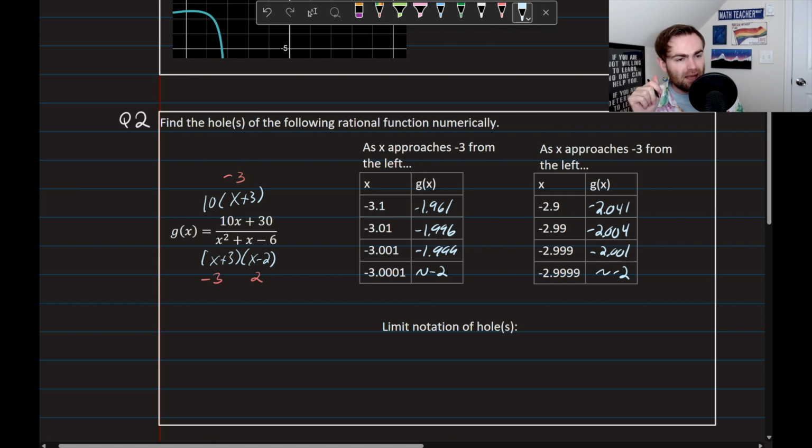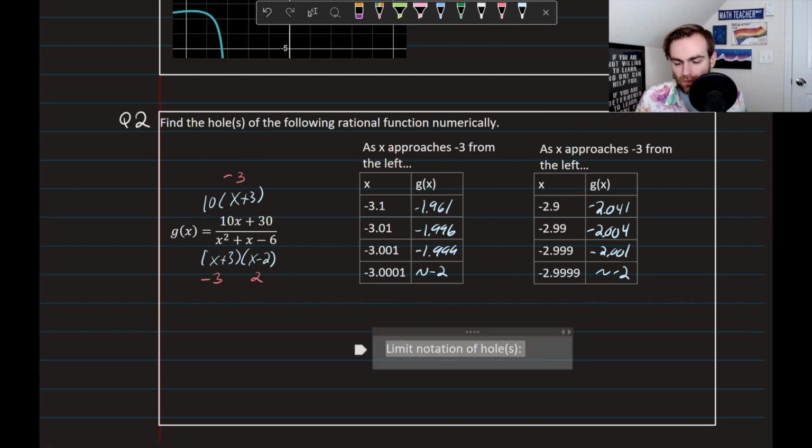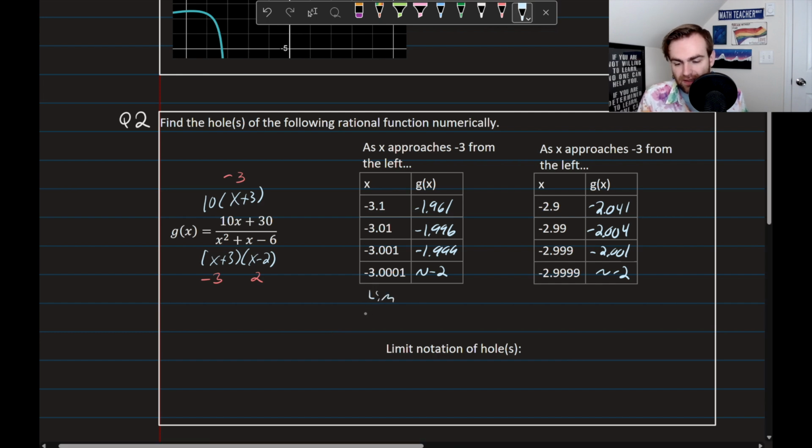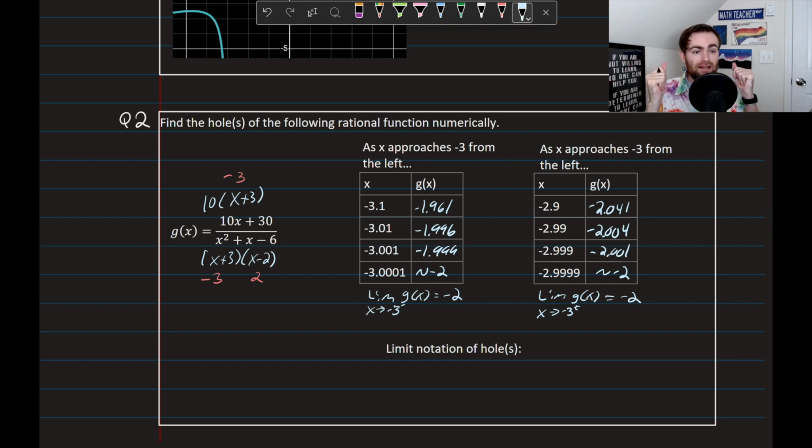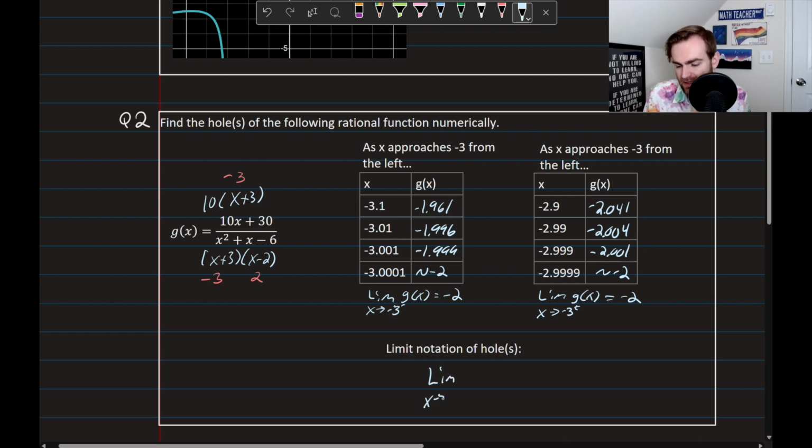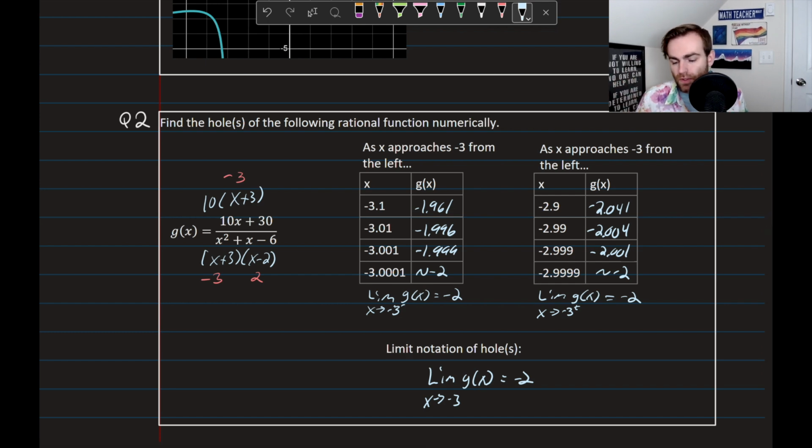So what is happening here? Well, this means that the limit as x approaches negative 3 from the left of g of x is negative 2. From the right is also negative 2. Since the left and right are both going towards the same value, we can actually combine these two one-sided limits into a two-sided limit, a regular limit. So we can just say that the limit as x approaches negative 3 of g of x is equal to negative 2. We don't need to put both sides for holes. That makes our life a little bit easier.